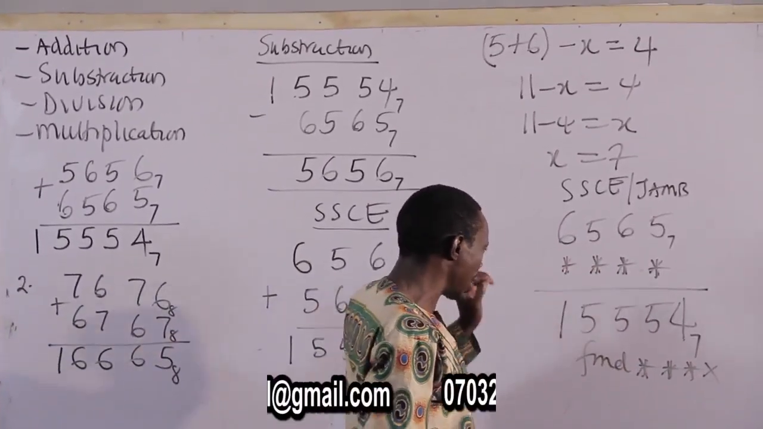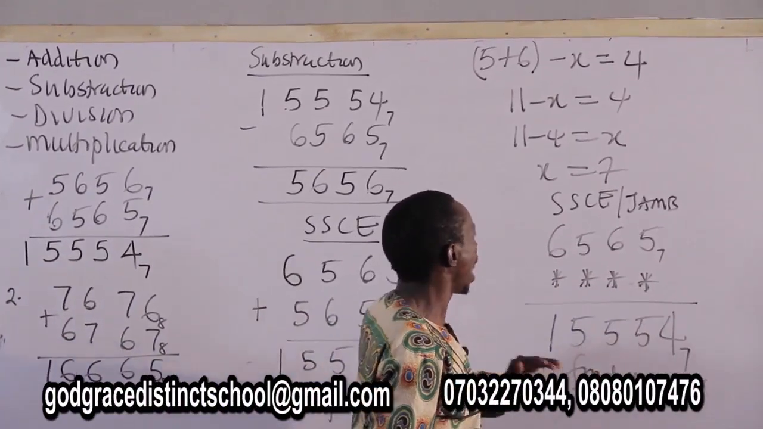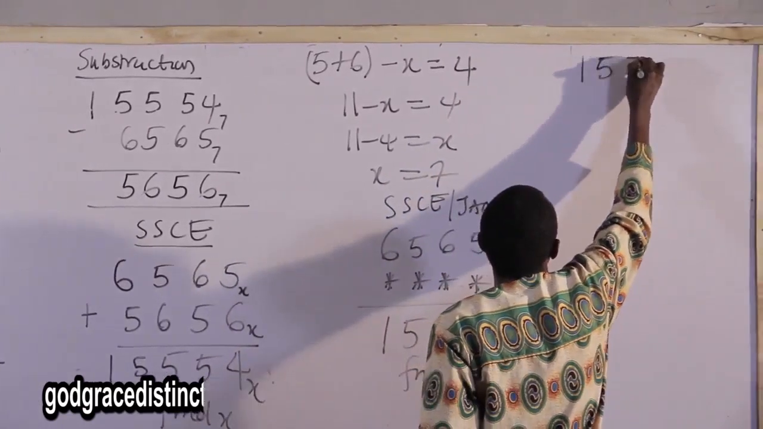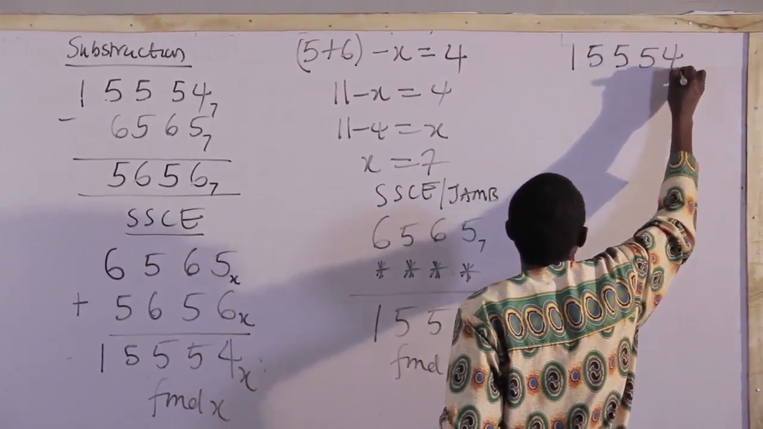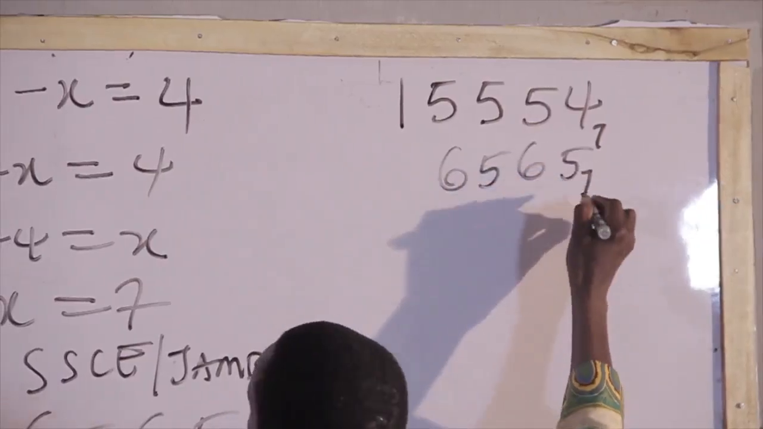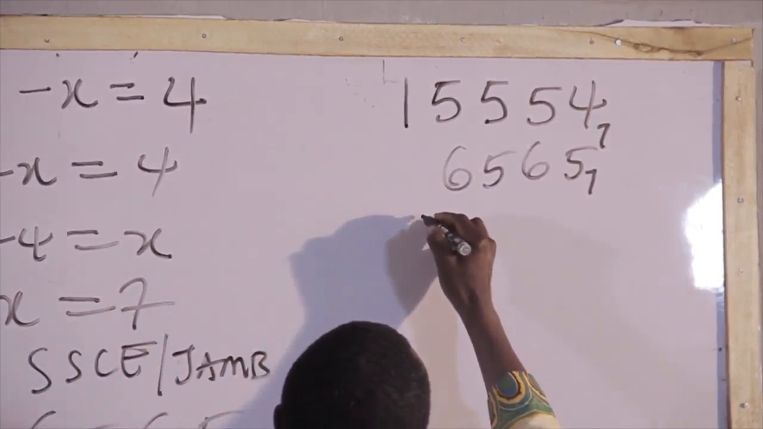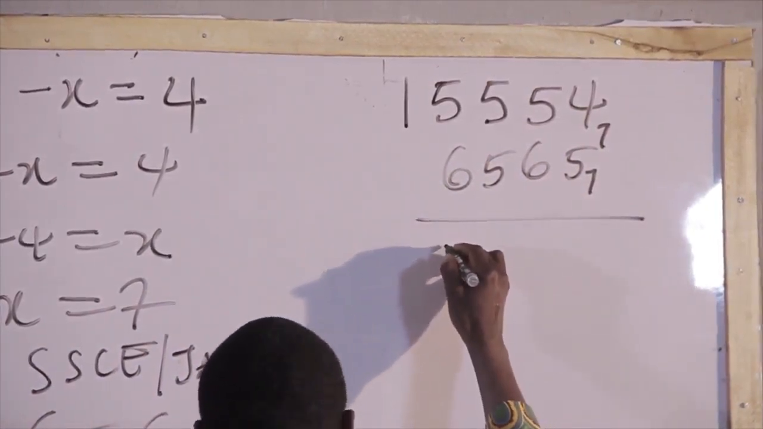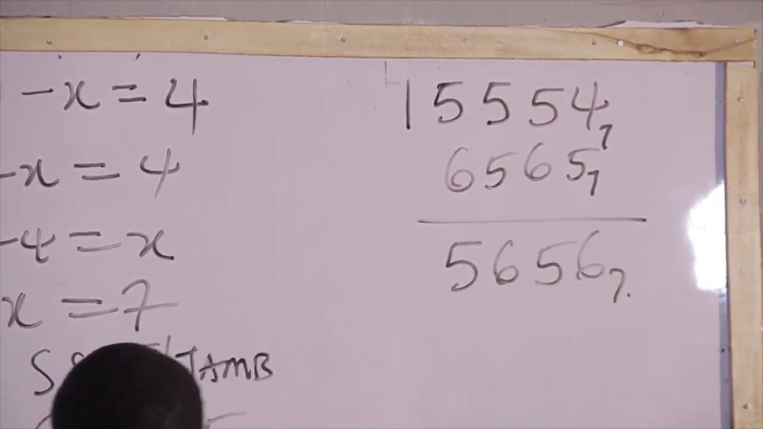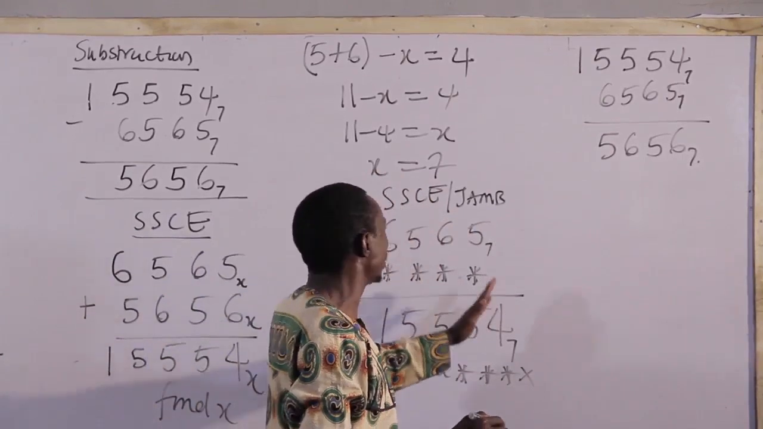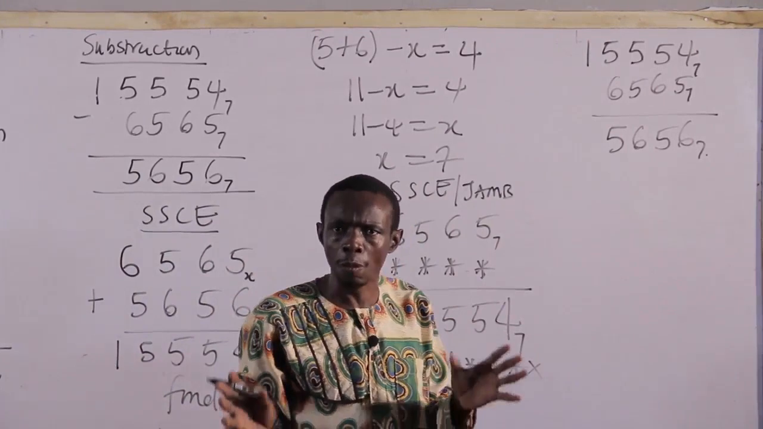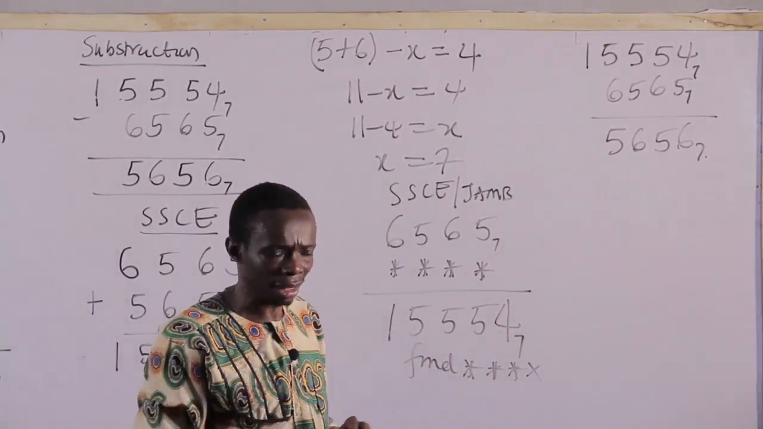So I know that definitely, to get this asterisk, I must subtract 65 base 7 from 15554 base 7, and from the simple subtraction we did, the answer will also give us 56 base 7. These are the different ways a question can be asked in addition and subtraction. Let's proceed now to multiplication in base.